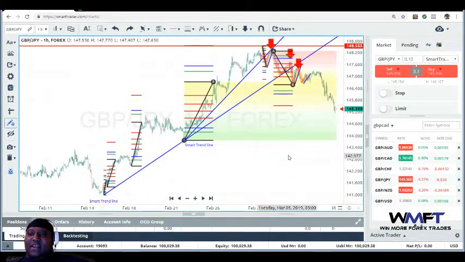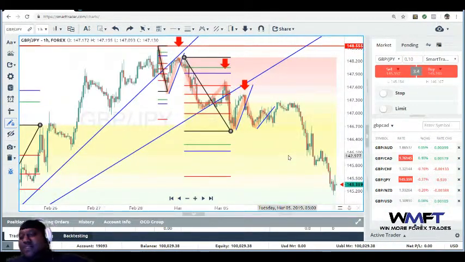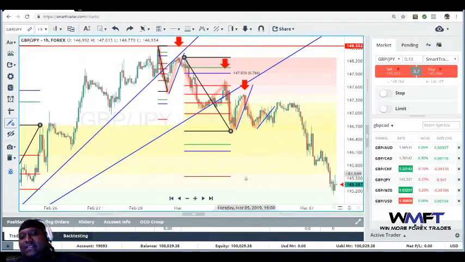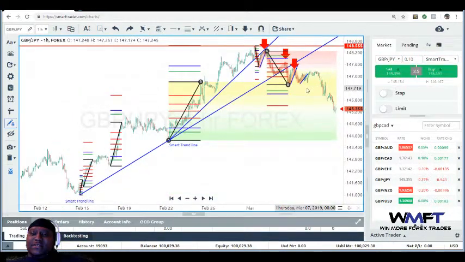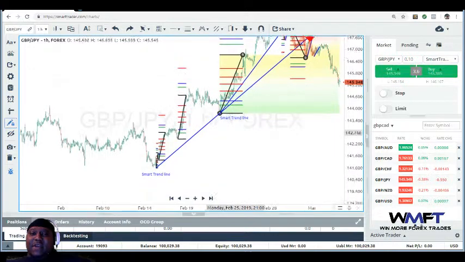1 hour time frame. Did the market not do exactly what we wanted it to do? Did the market not do exactly what we wanted it to do, guys? Look at this. Look how beautiful this was. Great British Pound, Japanese Yen.